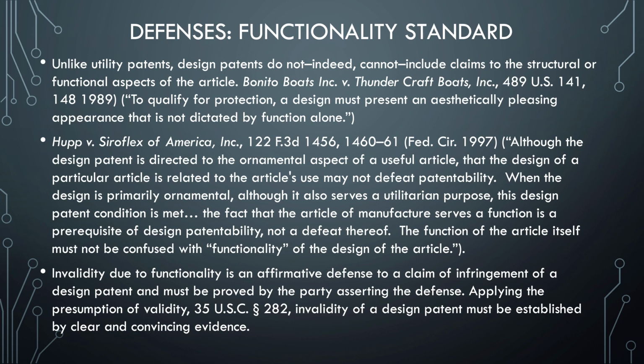So invalidity, as you see on our third bullet point here, due to functionality, is ultimately an affirmative defense to a claim of infringement. The burden is on the party asserting the defense, i.e. the defendant. There is a presumption of validity of a design patent. That's at 35 U.S.C. section 282. And so you have not only the issuance of the patent, you've got this legal presumption that it's valid, and the defendant then has this burden to overcome to prove that the patent's invalid due to, for example, functionality or another defense. And that burden isn't just a preponderance either. It's one that requires clear and convincing evidence.